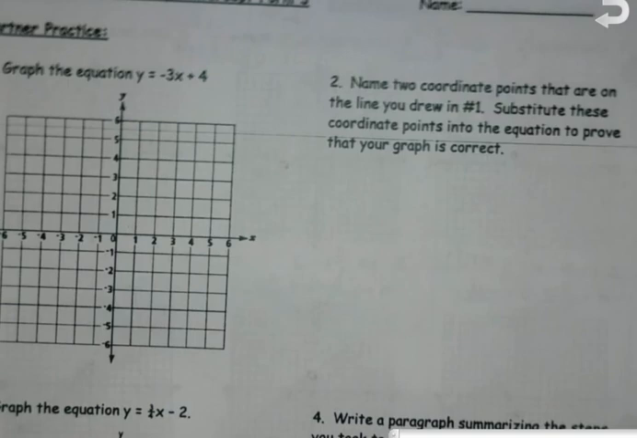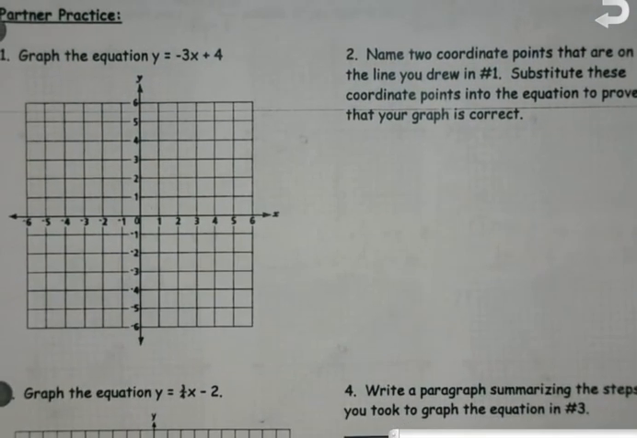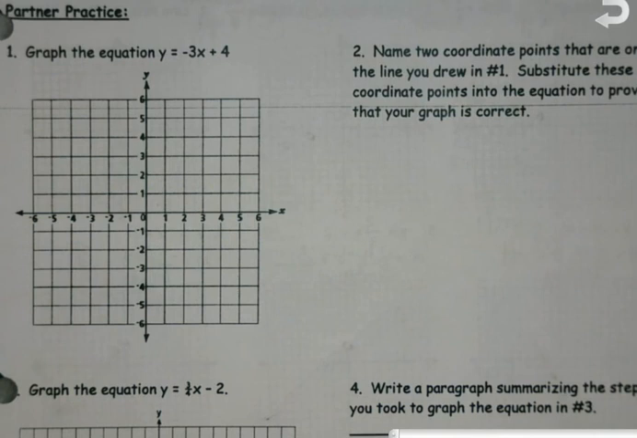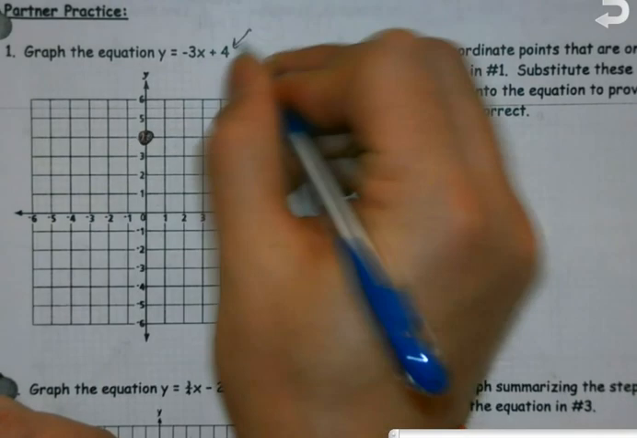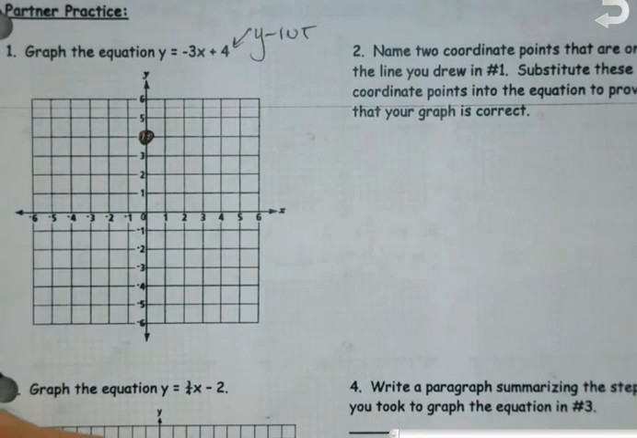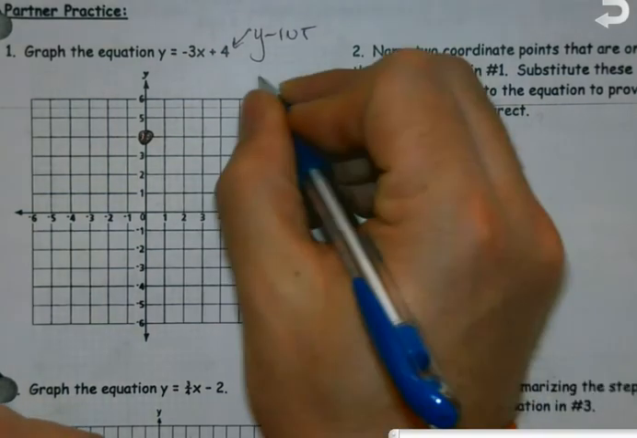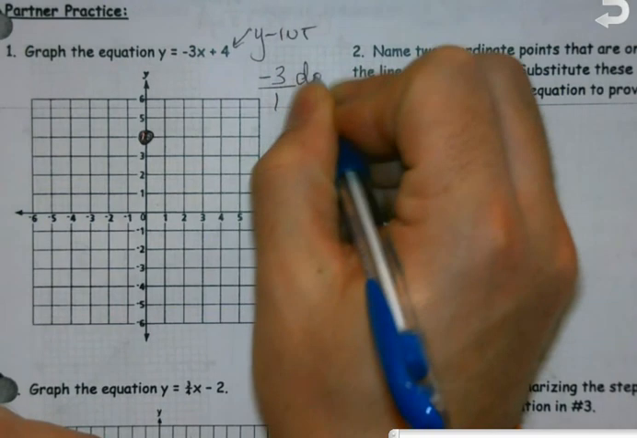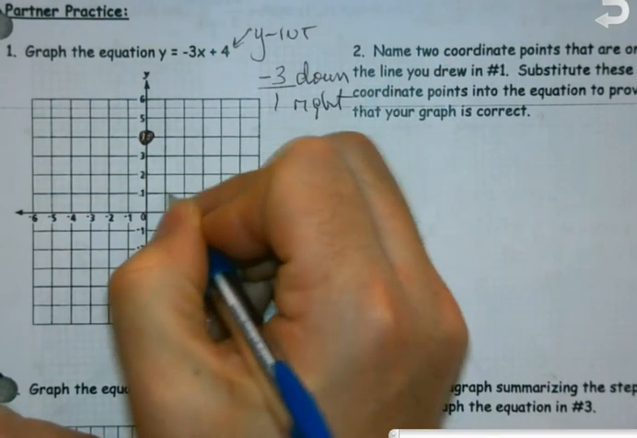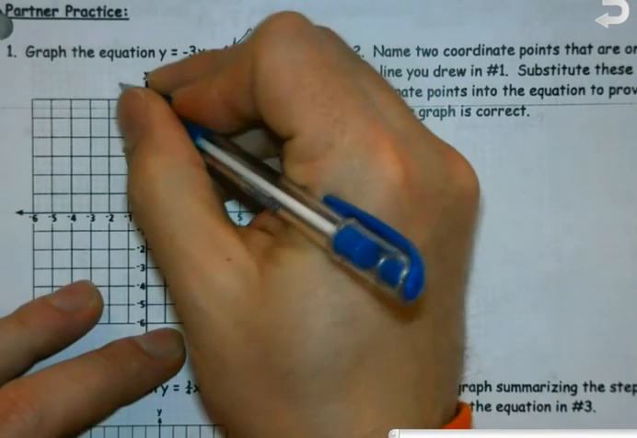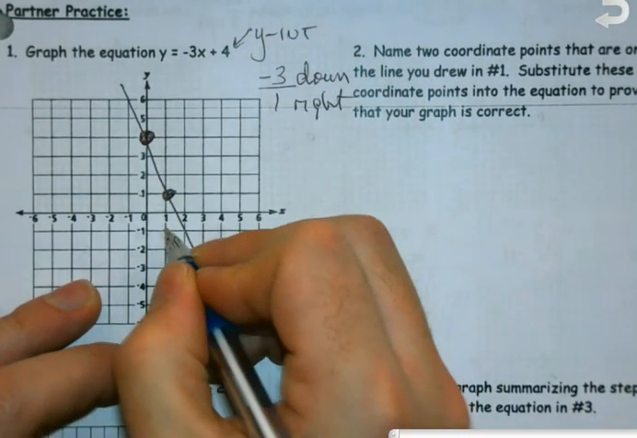All right. Numero uno. Graph the equation negative 3x plus 4. What's my y-intercept in this first one? 4. Put that on 4. So from there, what's my slope and where am I going? Absolutely. Down 3 and right 1. And then I could go down 3 and right 1.